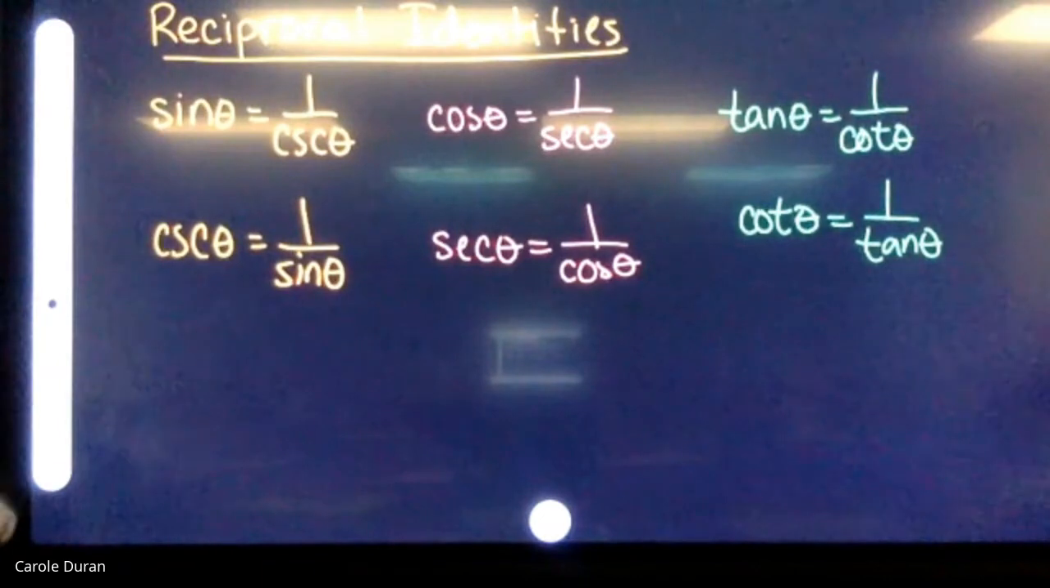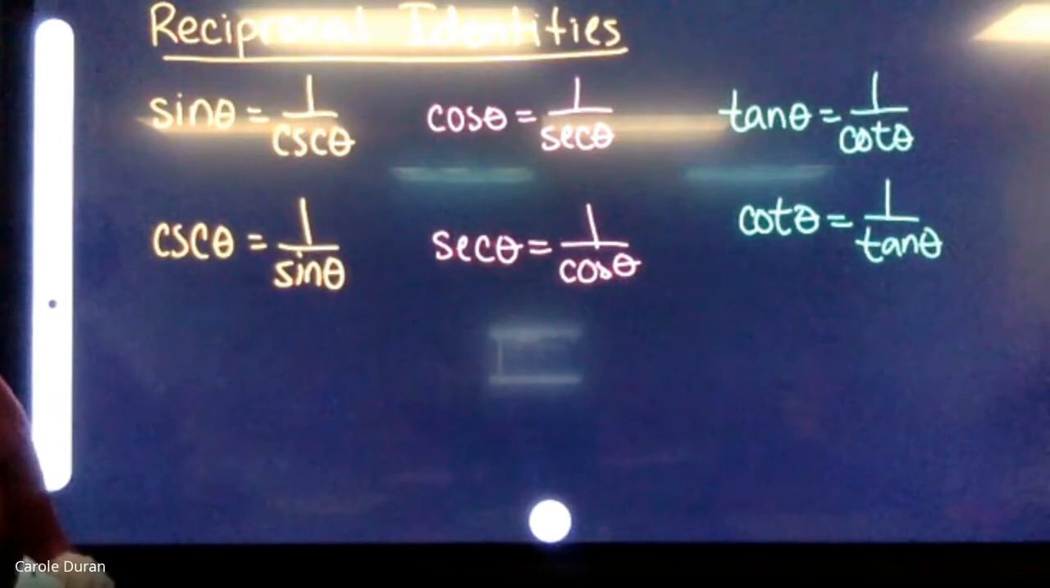There's another set of identities that we're also going to write here. These are called our tangent and cotangent identities.